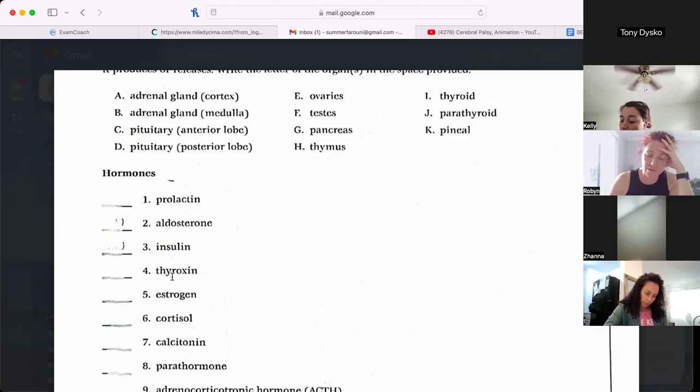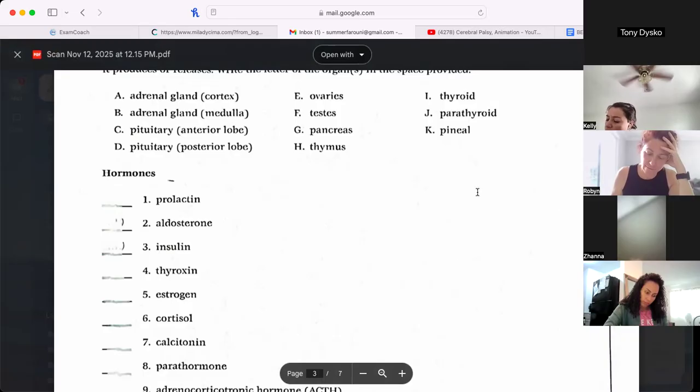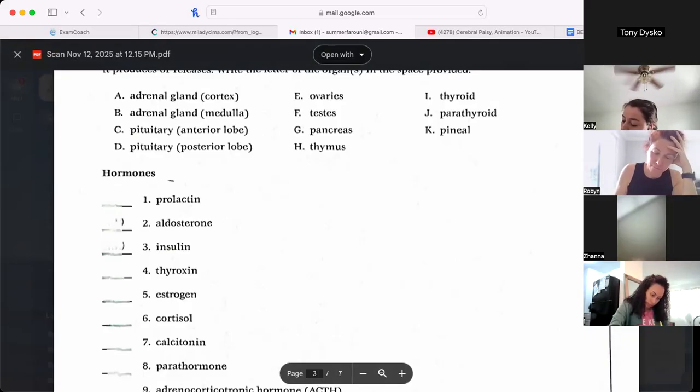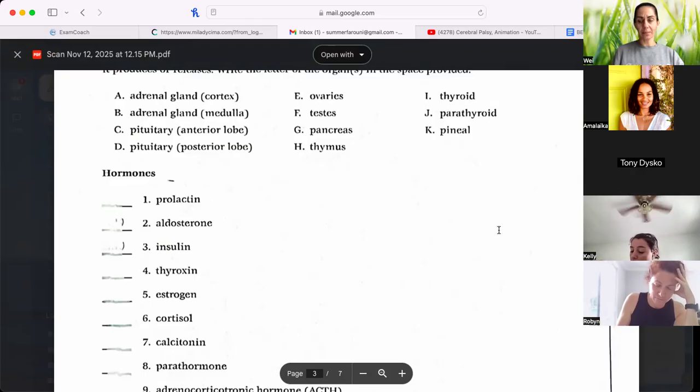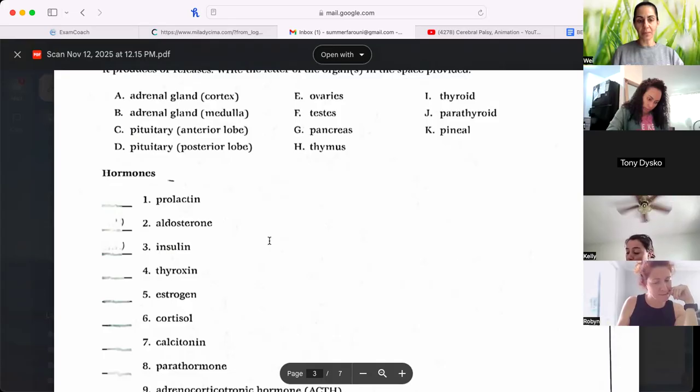C, the pituitary anterior. Thyroxine is part of, from the word thigh, so from the thyroid. It's the parathyroid, right? No, thyroxine is the thyroid. Parathyroid has more to do with the calcium. Yeah, thyroid, thyroxine has to do with metabolism of the body.